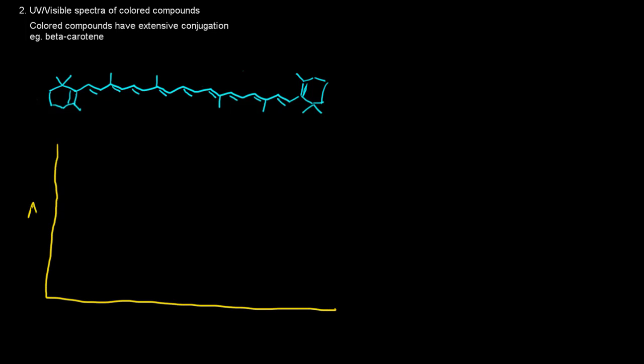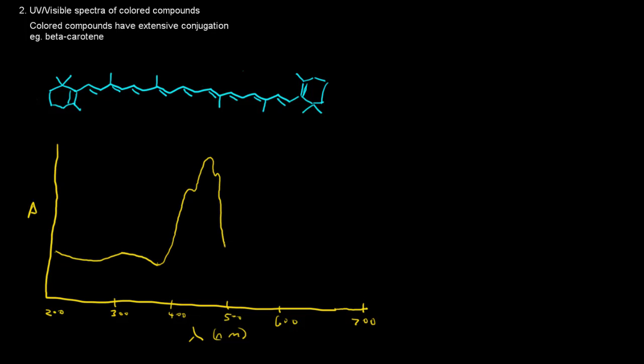So again, starting at 200 nanometers, we'll go all the way to the end of the visible spectrum, the red side, 700 in this case. And it looks something like this. With a lambda max, which is located right there, obviously, equal to 455 nanometers, which is in the visible portion of the electromagnetic spectrum.